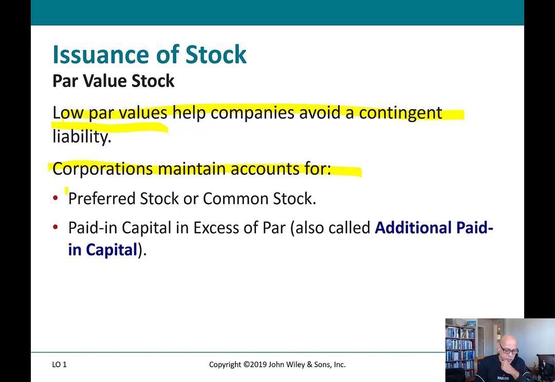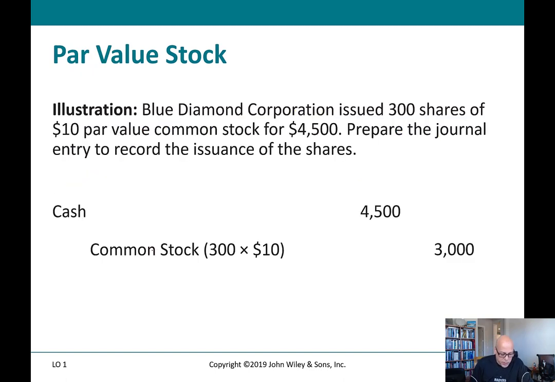We're also going to have a separate account for preferred and common. And then amounts over par are called additional paid in capital, paid in capital in excess of par. In this class, we're going to call it APIC. Okay. And so you go ahead and you take a look at this issuance right here.